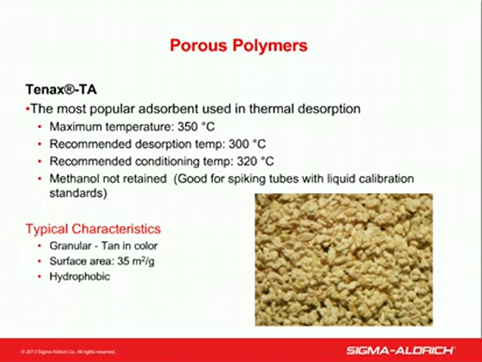Tenax TA is the most popular adsorbent used in thermal desorption. Its maximum temperature is around 350 degrees, and we recommend desorption temperatures around 300, and when we go to condition the tubes, we recommend 320. Since methanol is not retained by Tenax, it's good for spiking tubes with liquid calibration standards.